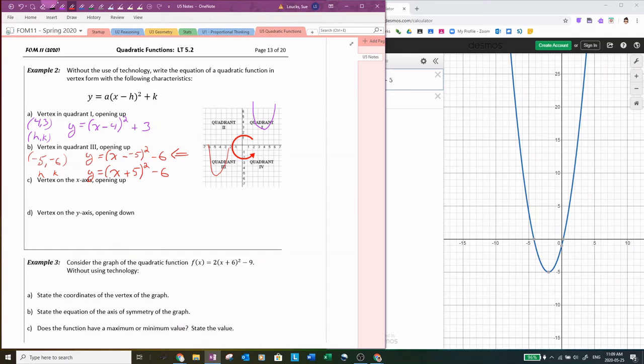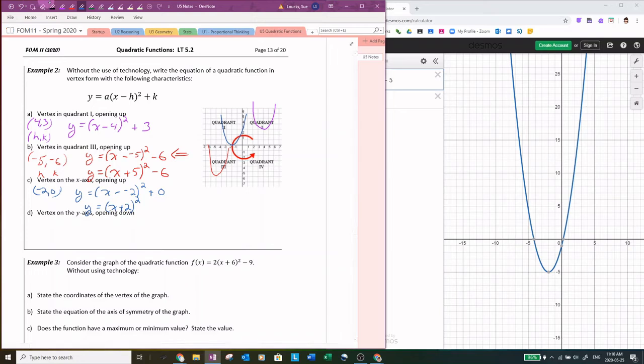Vertex on the x-axis opening up. Let's put it right here. Okay, so my vertex this time is at (-2, 0). So y equals (x minus -2) all squared plus 0. And then I'll simplify it to y equals (x plus 2) all squared. And then I don't write the plus 0.